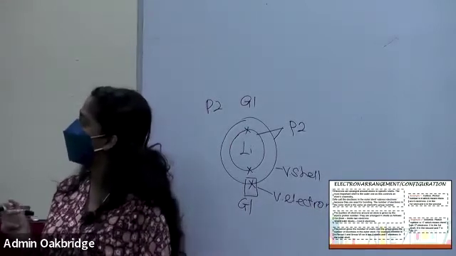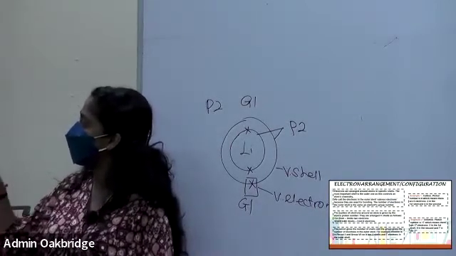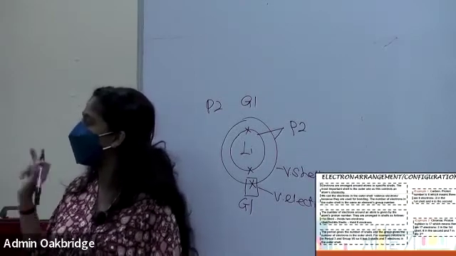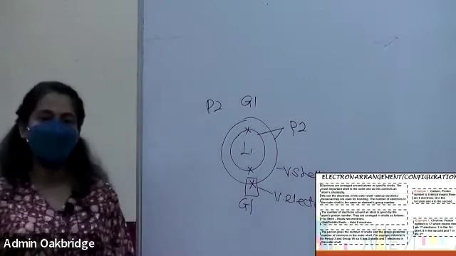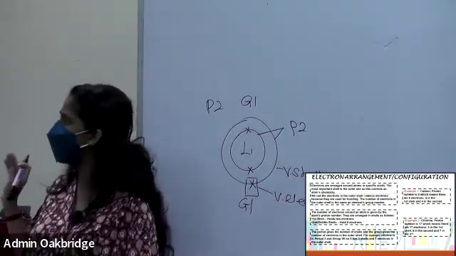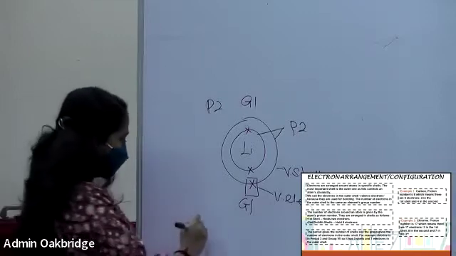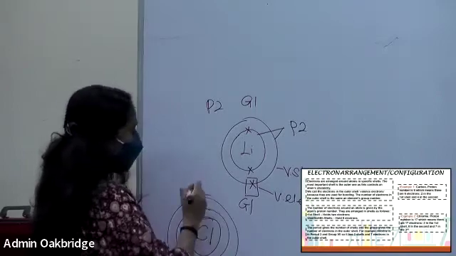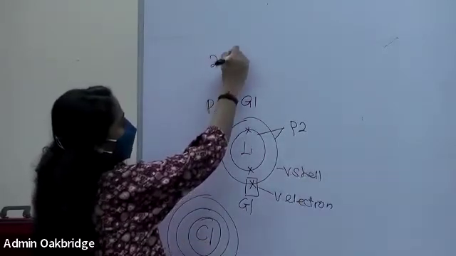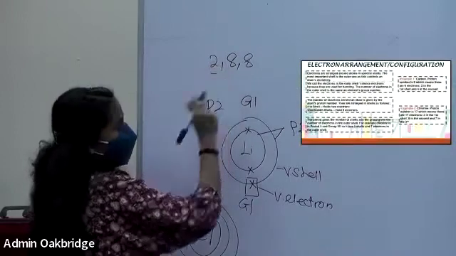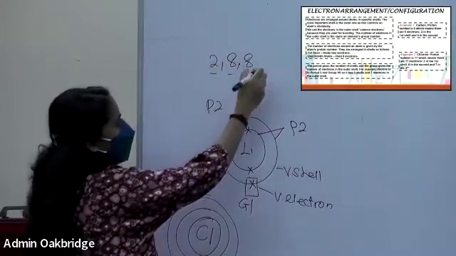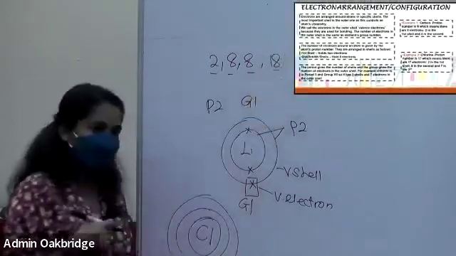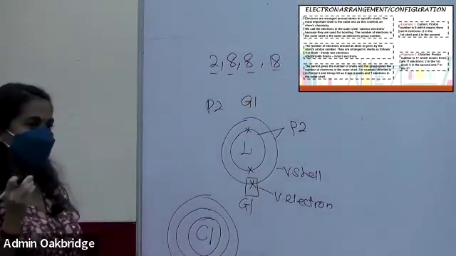Period gives the number of shells. For example, chlorine is in period 3, group 17, so it has 3 shells. The electronic configuration arrangement is always first shell 2 electrons, second shell 8 electrons, third shell 8 electrons, followed by 18 electrons. But we will always follow 2, 8, 8, 8.